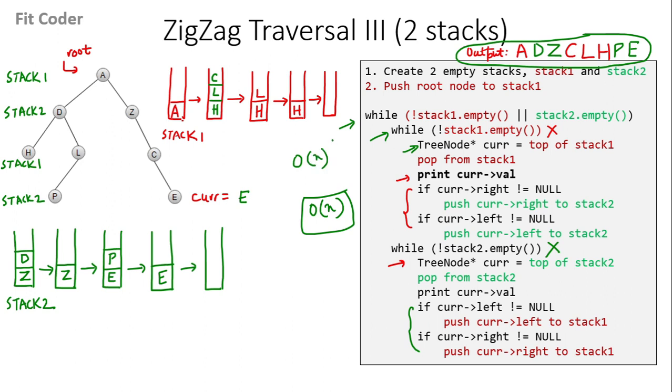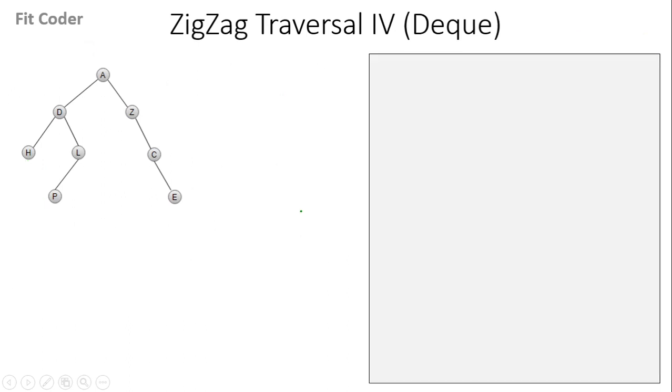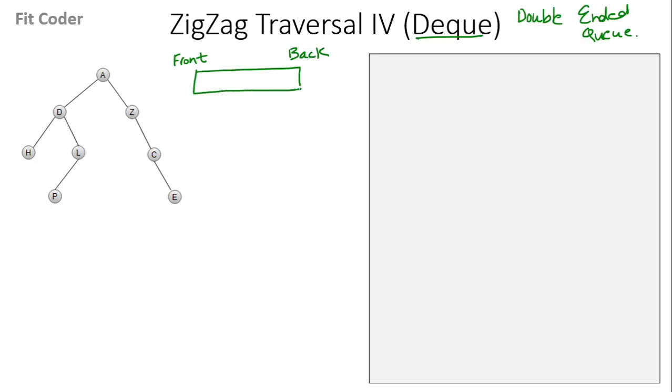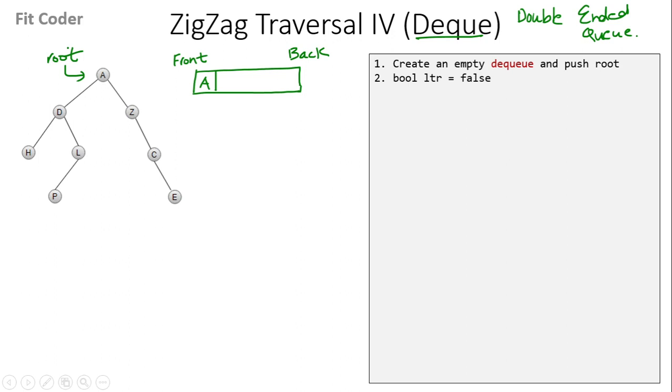Now let's see the last method in which we can use only one data structure and we can do this zigzag level order traversal. So in this fourth method, we'll use a double-ended queue. So double-ended queue is a data structure in which you can insert and delete both from the front and from the back. So first we create an empty deque and we push root. So we push A. Then we have this variable LTR which we initialize with false.